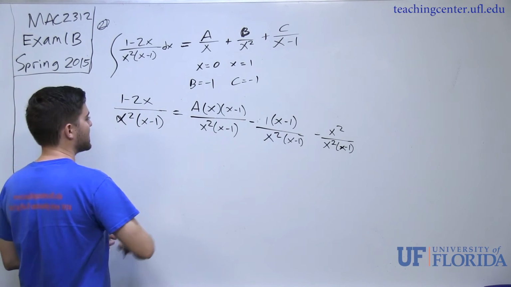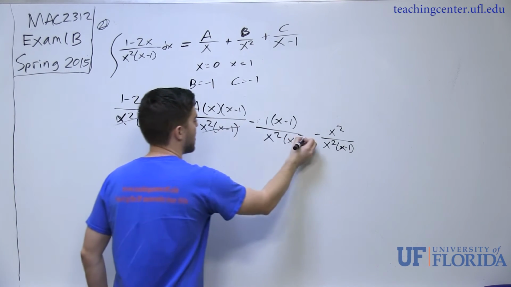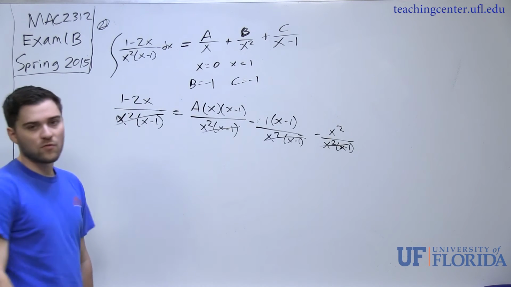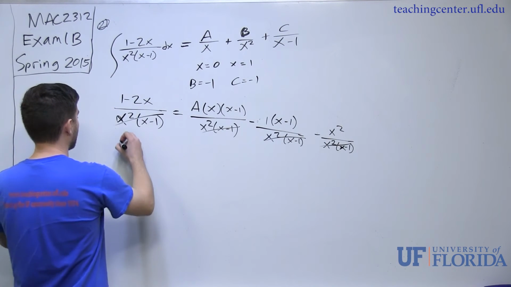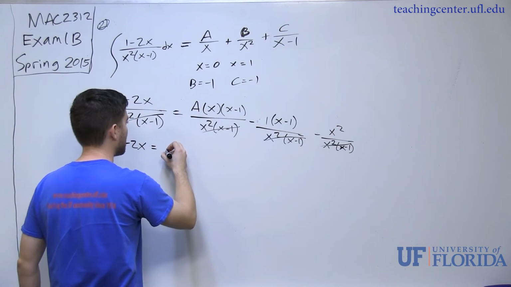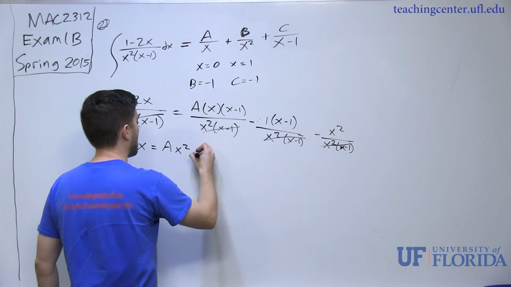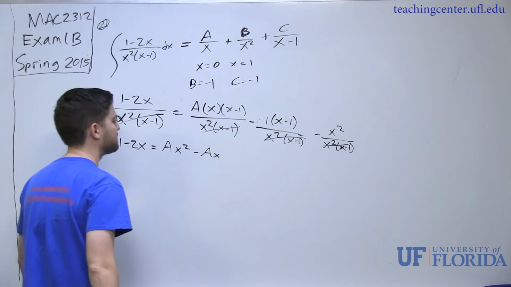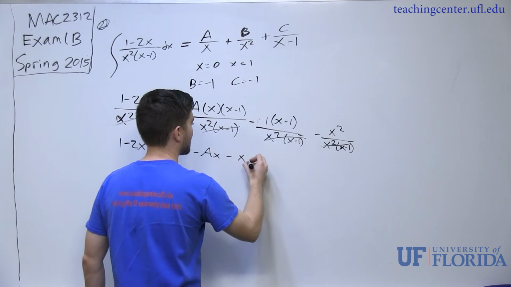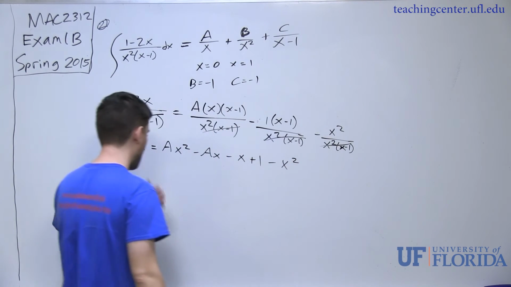So what I can do now is add these terms together and cancel out the denominators for all the terms. What I'm left with is 1 minus 2x is equal to, if I distribute this out, ax squared minus ax minus x plus 1 minus x squared.